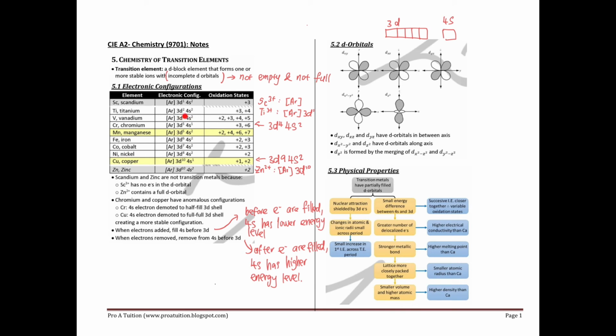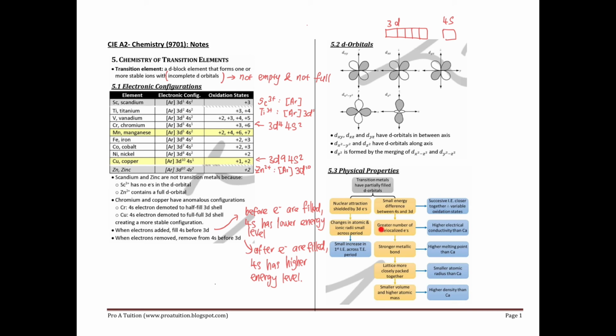the energy levels of 4s and 3d are more or less the same. So removing 2 electrons is more or less as easy as removing 3 electrons, or removing 4 electrons. Because of that, the successive ionization energies are closer together. They don't increase too much. Because of that, they can form all kinds of oxidation states. It's because of the small difference in energy level.